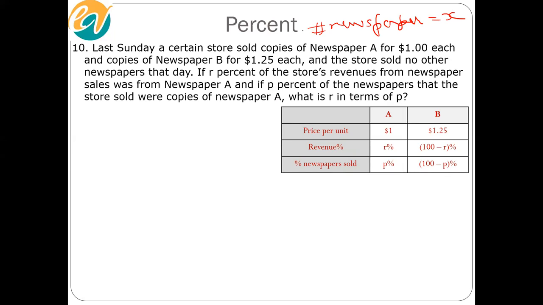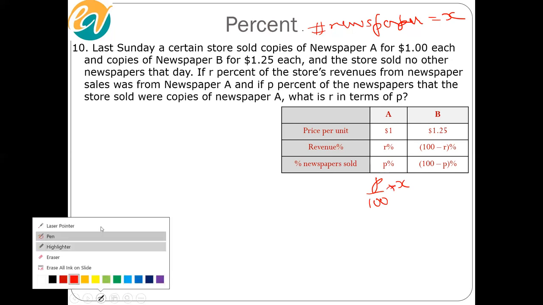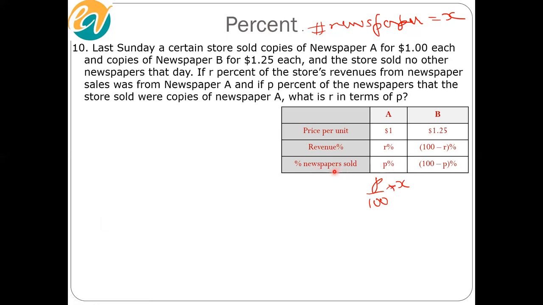Now, can you tell me how many copies of newspaper A were sold? P% of X, right? Because P% of the newspapers sold were copies of newspaper A. Similarly, how many copies of newspaper B were sold? Very nice. 100 minus P% of X. Are you guys with me?